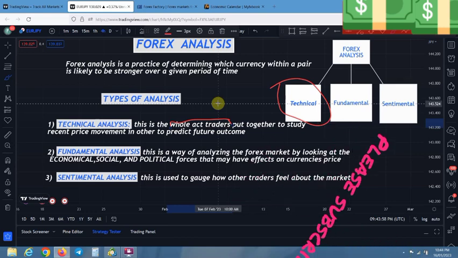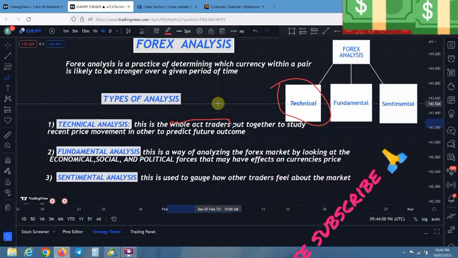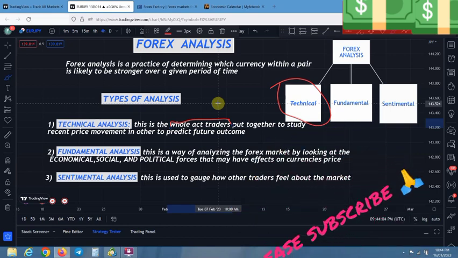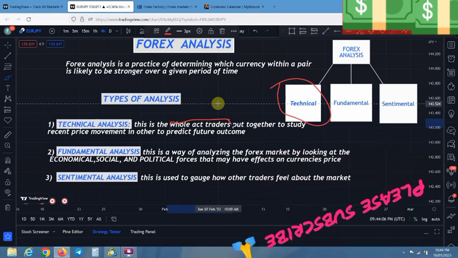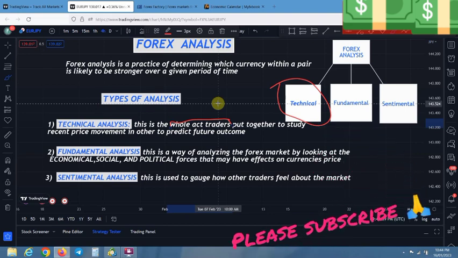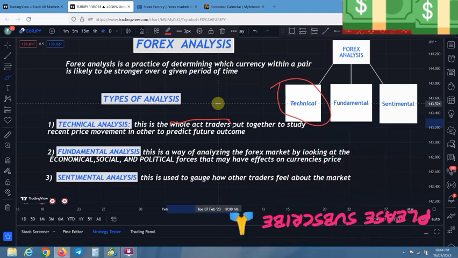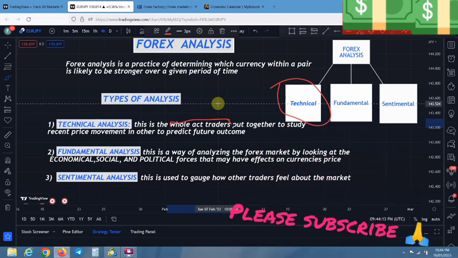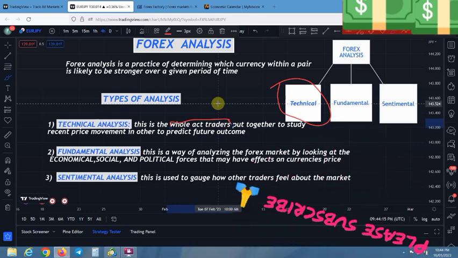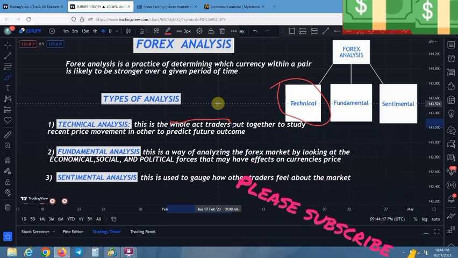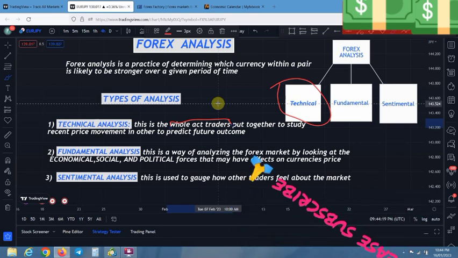Most people employ several indicators to do the technicals for them. Most people draw supply and demand zones, most people draw resistance, most people draw support, most people draw whatever. People use Fibonacci, different kinds of instruments to determine and to check the current price movement, right, in order to determine what the future outcome will be.